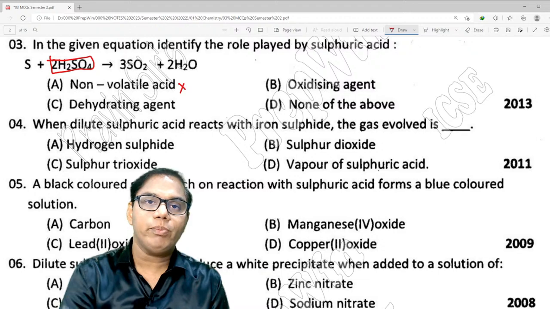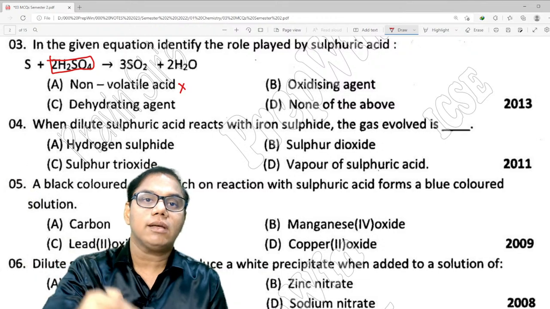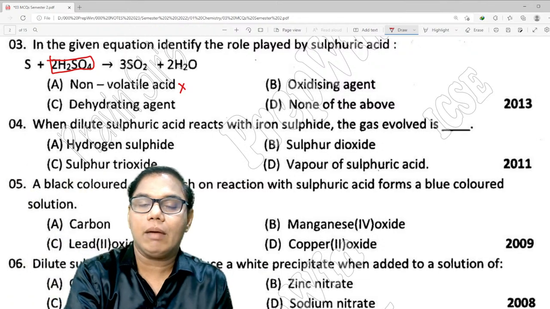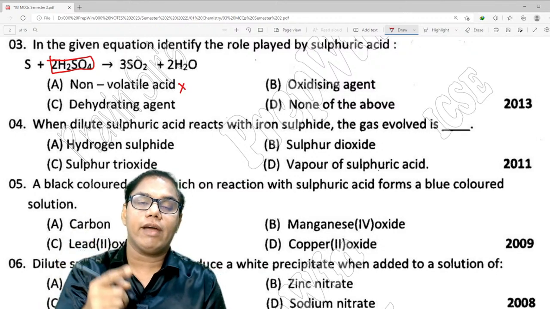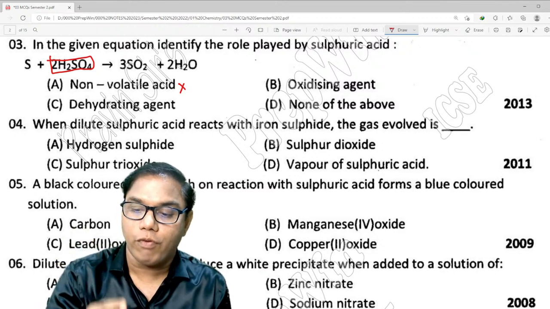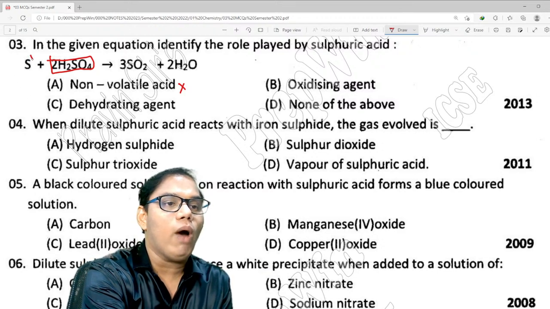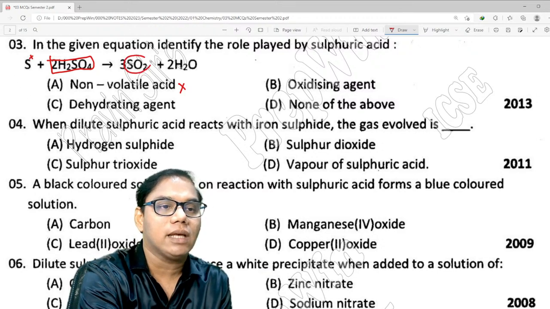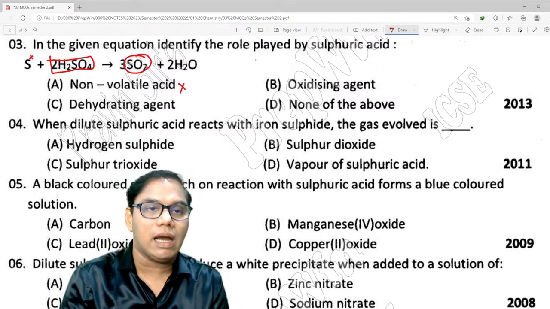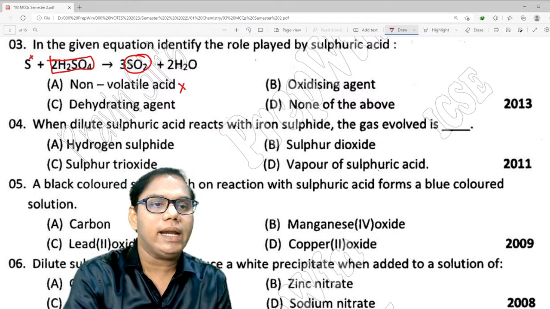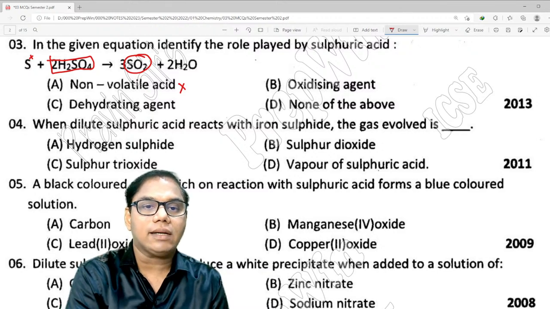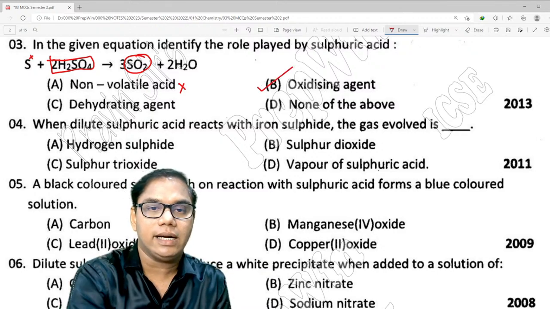So whatever mistakes you want to make, aaj mat karenge hum log, kyunki kal hum log ek bhi mistake nahi karenge. We are going to score 40 on 40 tomorrow, right? So definitely isko O add kar diya. Okay, we can see S, non-metal S, sulfur ko O add kiya. So it is acting as an oxidizing agent.